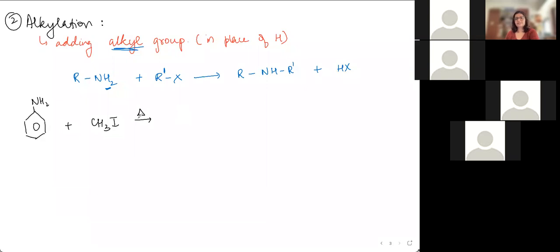See, I'm not using anhydrous AlCl3. I'm just heating it with methyl iodide. Tell me what product I'm going to get. This is option 1 or option 2. Which product am I going to get? You can send it in chat.